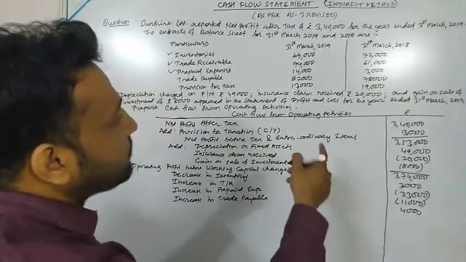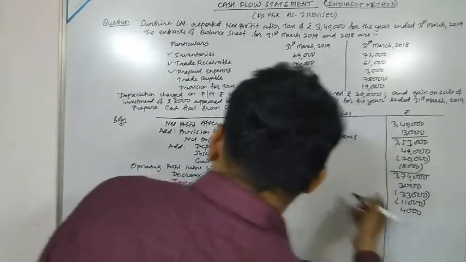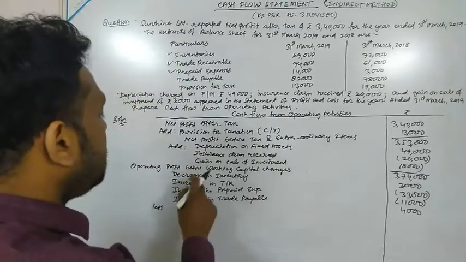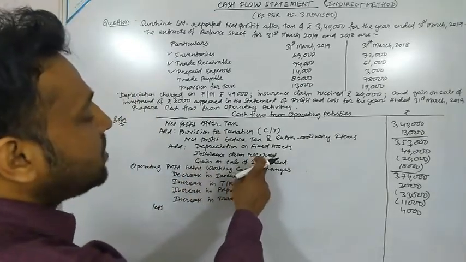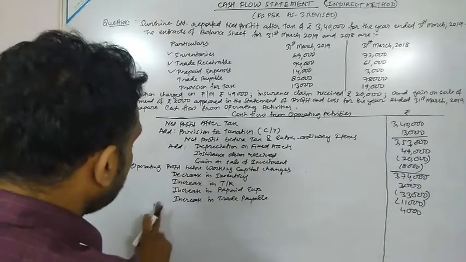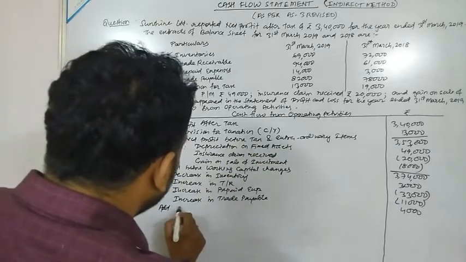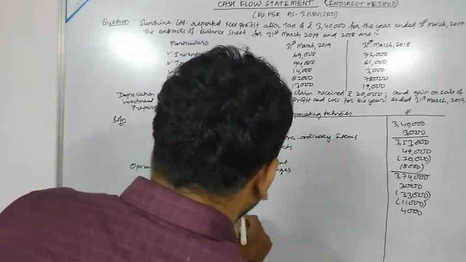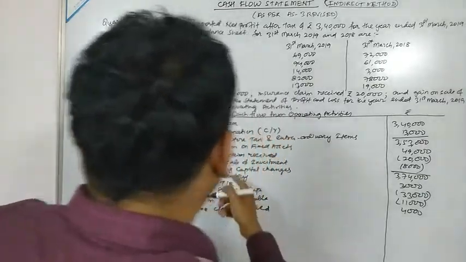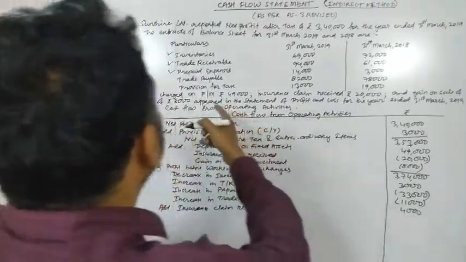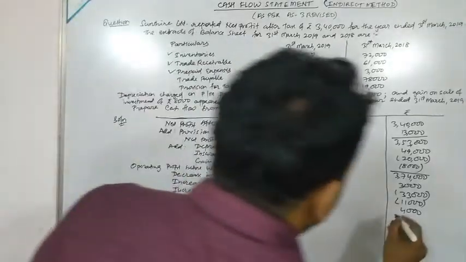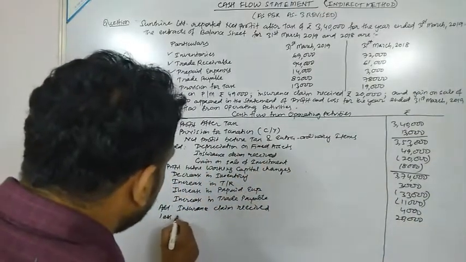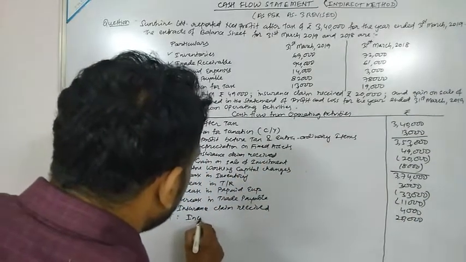Okay, so after this, what do we have to reduce? We have to reduce the less items. Here we have reduced the insurance claim received, so here we have to add back the insurance claim received. How much is the amount? The insurance claim received amount is 20,000. We have to add it.